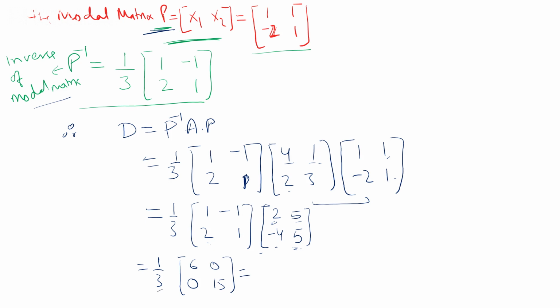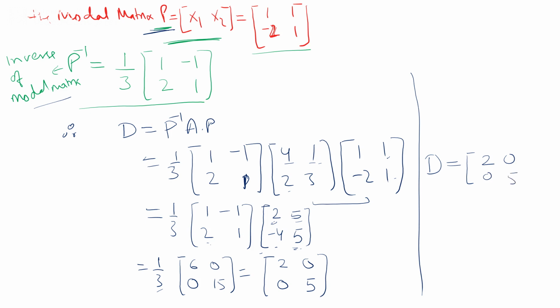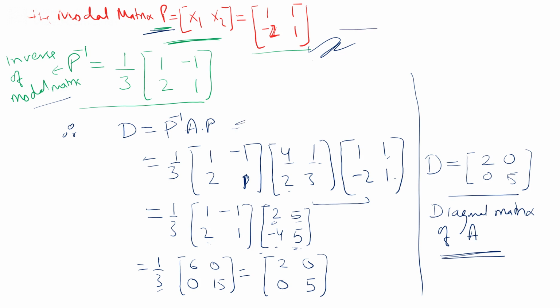Now this 1 by 3 we multiply inside, we get 2, 0, 0, 5. So this D is 2, 0, 0, 5. This is a diagonal matrix of the given matrix A. So this is the whole process. First we find the model matrix, then by the help of that model matrix we find the diagonal matrix, and for the model matrix we have to find the eigenvalues and eigenvectors, because the model matrix is formed from the eigenvectors. Thank you.